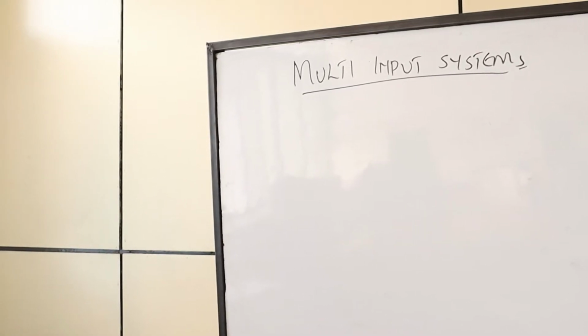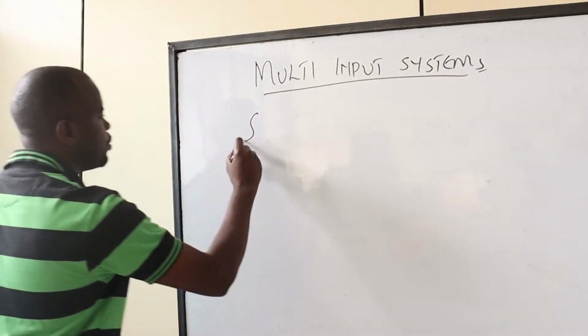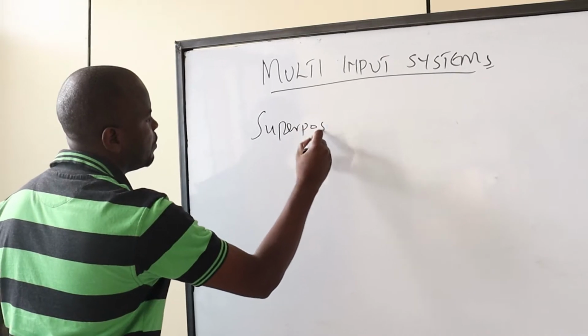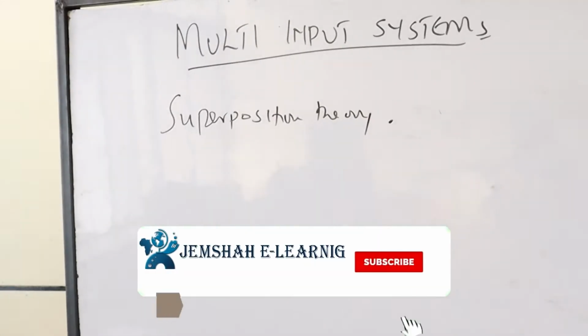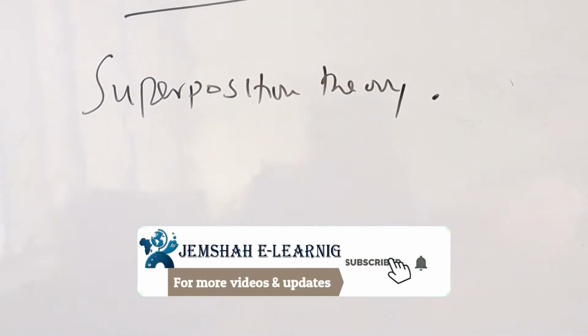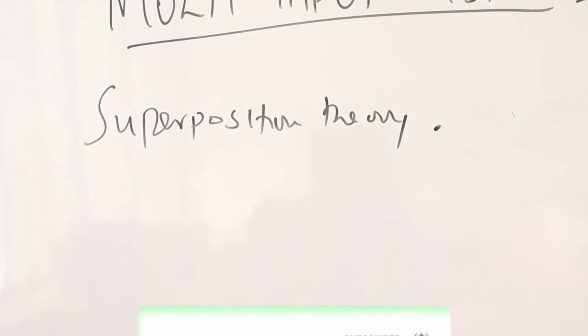When multiple inputs are present in a linear system, we usually use what we refer to as the superposition theorem. When you talk of this superposition theorem, each input is considered alone while setting the others to zero, and then the final solution is obtained by adding the individual expressions together in order to get the overall output.